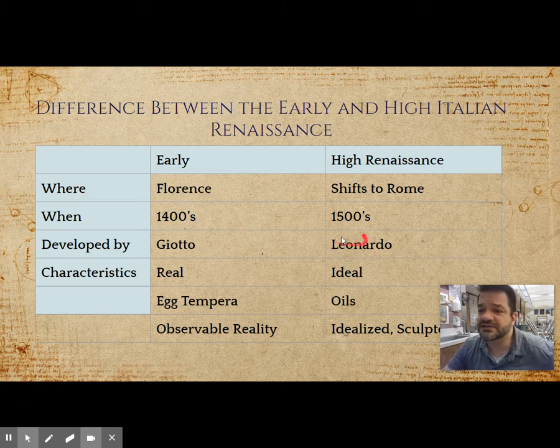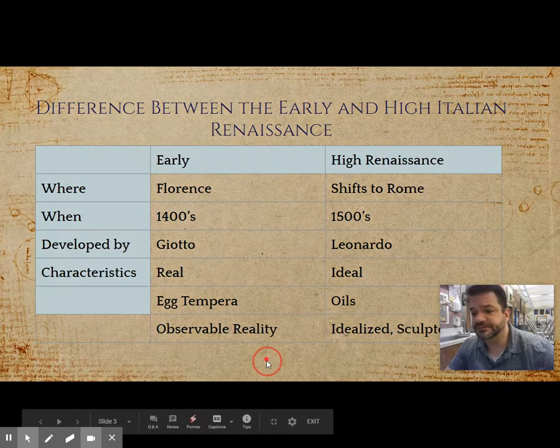And our style here is going to be pioneered by Leonardo. It is going to be idealized rather than observably real. They're still going to play with observational reality, but they're going to make their figures superhuman. They're going to make them idealized and beautiful. We're also going to be using oils rather than egg temperas, and that's super important. And they're going to have this very sculpted, very beautiful look.